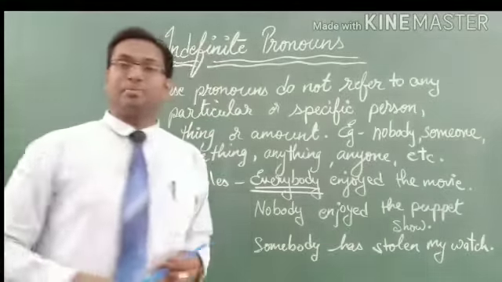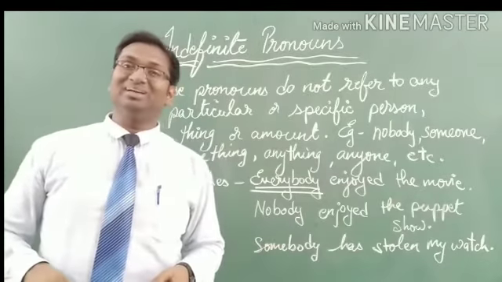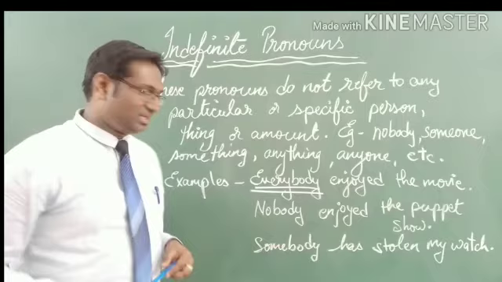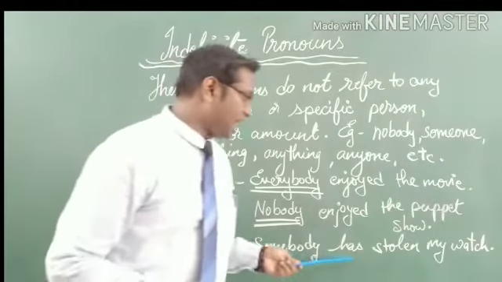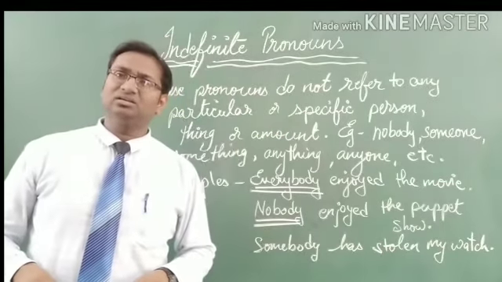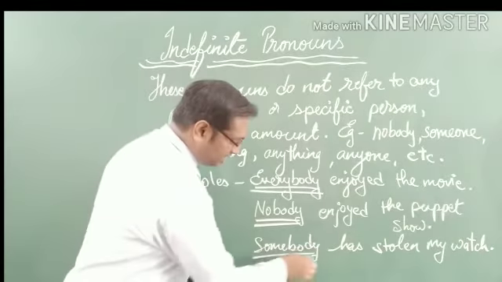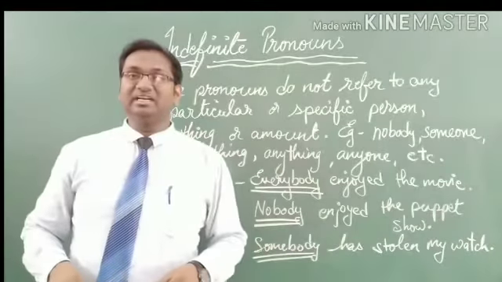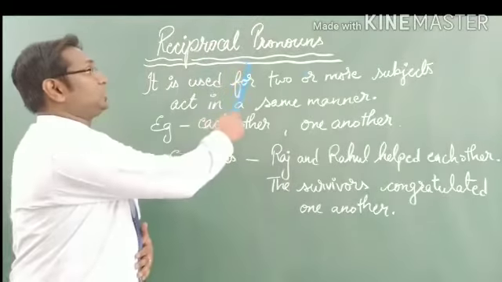Nobody enjoyed the puppet show. Nobody. Now how many are there in that nobody? We don't know. So nobody is your indefinite. Somebody has stolen my watch. Who is this somebody? We don't know. So somebody is your indefinite pronoun. Now next is reciprocal pronouns.